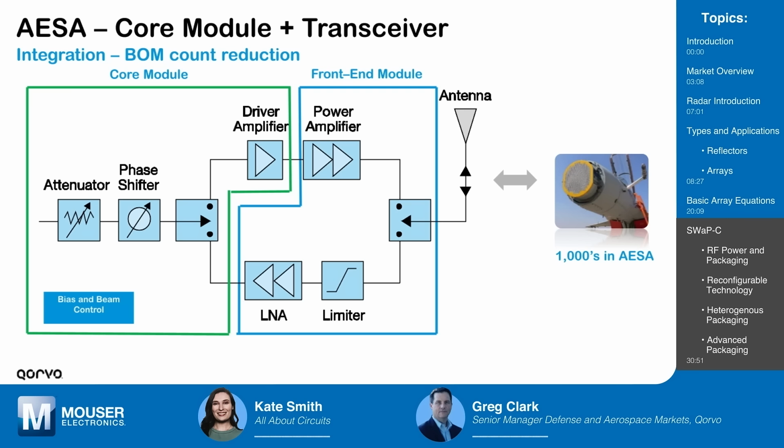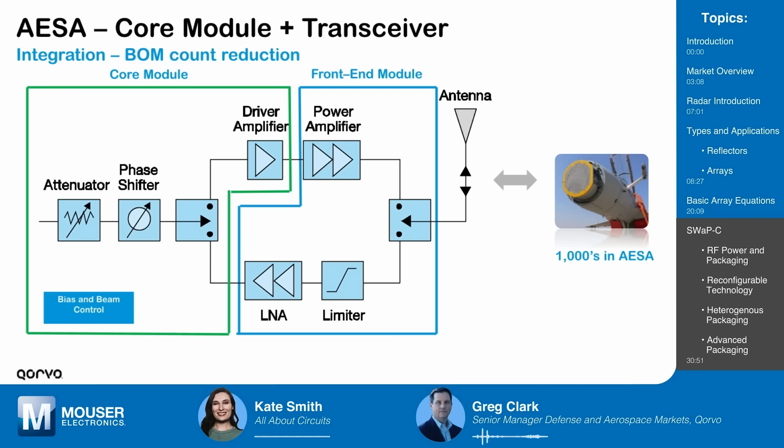Where Qorvo and other manufacturers are kind of segmenting out these components and combining them into what makes sense. One of those paths is the larger green polygon and the larger blue polygon. The core module is what I call it. There's probably people who call it differently. Controller module, whatever. And then you have the front end module.